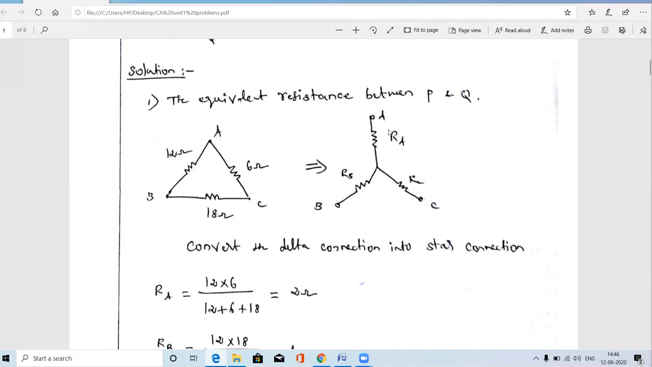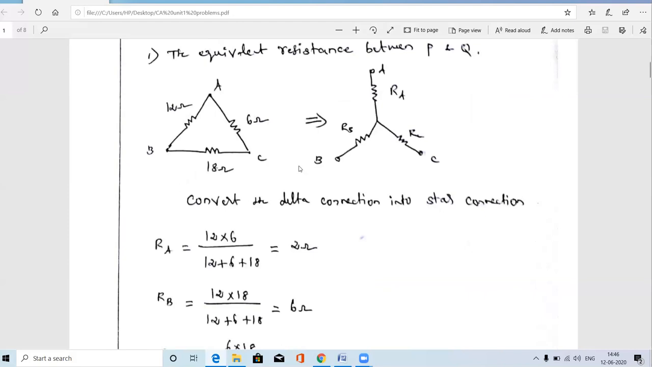So you know star network. What is star network? The star connection means in the center there is a neutral node. In between the A node and the neutral, the resistor RA, and similarly RB and RC are there. So we may convert this one into this one. Already you know the formula to convert the delta network into star network. What is the formula to find the value of RA? This RA value is, in the delta network, in the node A, what are the two resistances connecting? 12 ohm and 6 ohm.